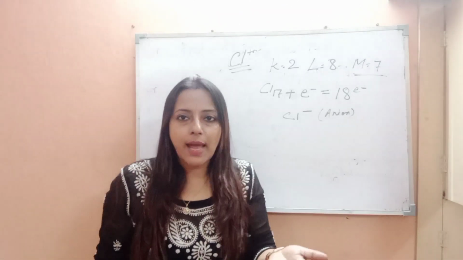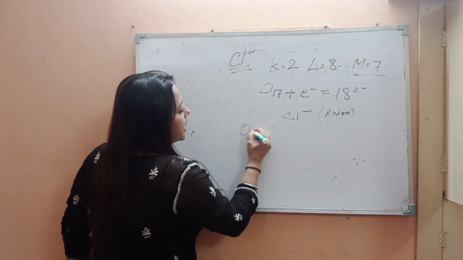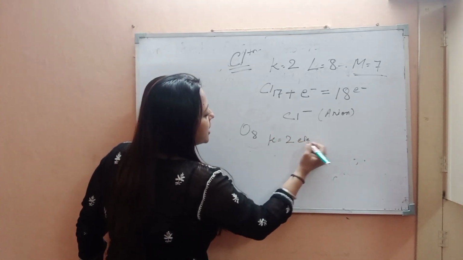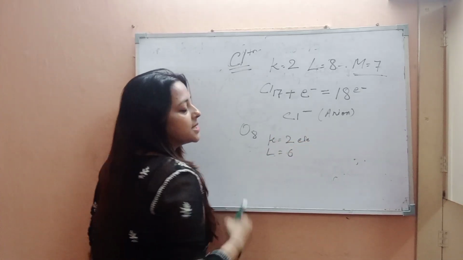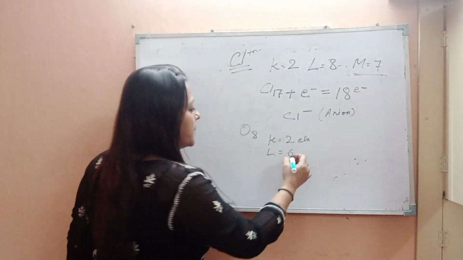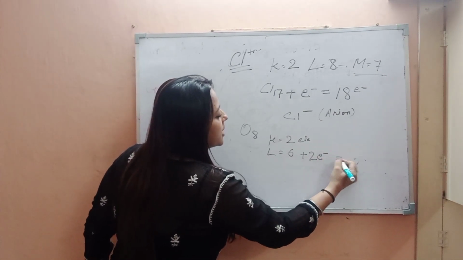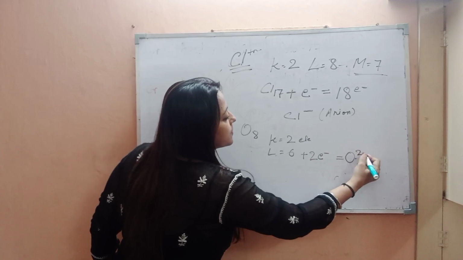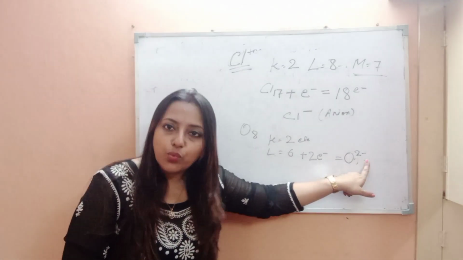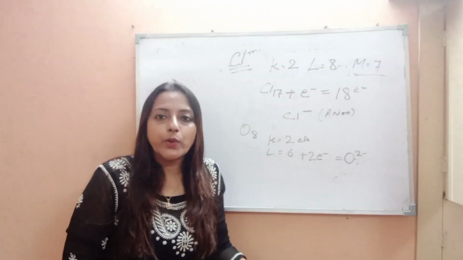I am taking one more example. For oxygen, the atomic number is 8. Its electronic configuration is K shell equals 2 electrons, L shell has 6 electrons. Now what will oxygen do? It will gain 2 electrons. After gaining 2 electrons, it becomes a negative ion, and its valency will be 2. So I hope you understand the meaning of valency and the meaning of ionization.